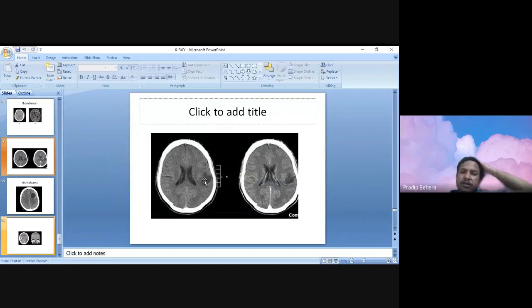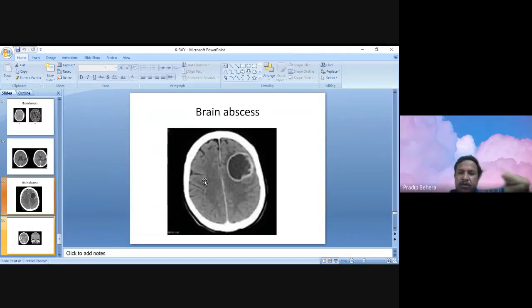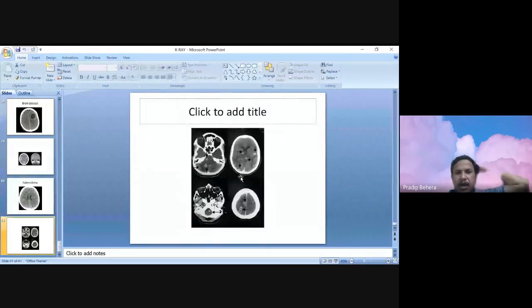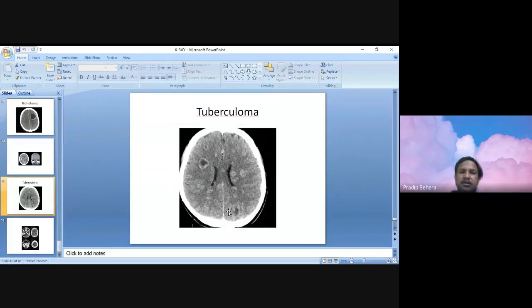You will find there are hypodense lesions, a brain abscess. See how it looks like a brain abscess. And tuberculoma, there are multiple studded lesions. Here these are small lesions, multiple lesions. This is more typical of a tuberculoma, sometimes confused with lymphoma of the brain, sometimes confused with neurocysticercosis.